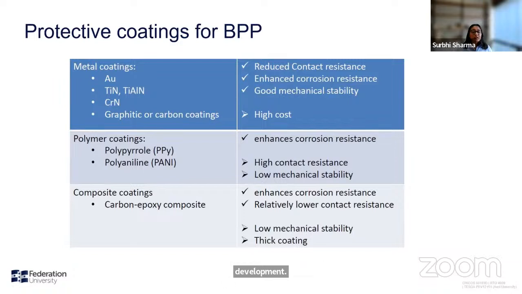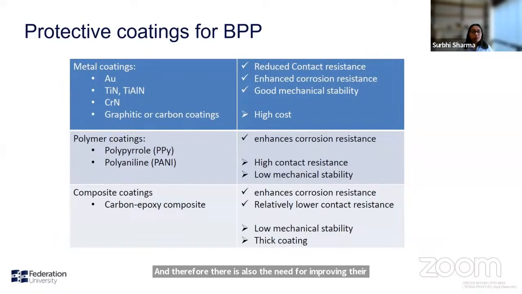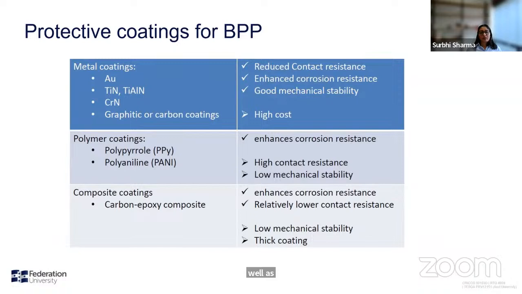Polymer coatings, polyaniline and polypyrrole, are quite common. They are not as conductive as the metallic coatings, and therefore there is also the need for improving their conductivity. Composite coatings are explored in a variety of ways. Carbon epoxy composites have been commonly studied, but more recently, composite coatings involving polymers as well as metal nanoparticles have been explored, and so they bring the benefit of the polymers as well as the metals with them.